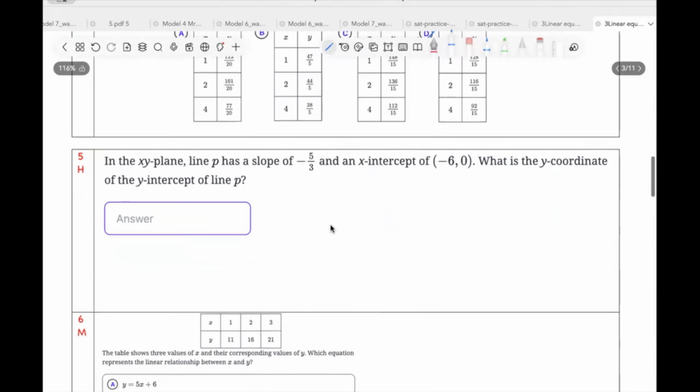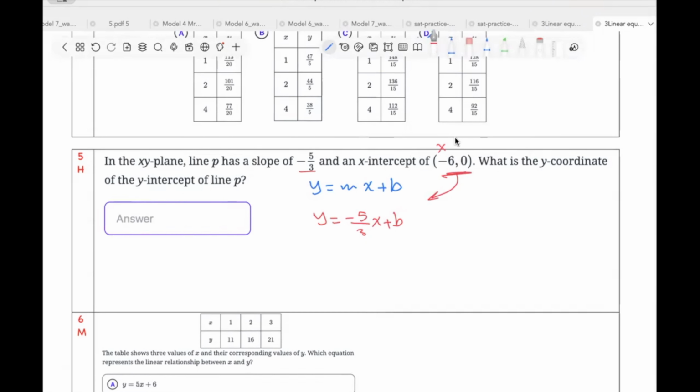For question 5, in the xy plane, line P has a slope of -5/3 and an x-intercept of (-6, 0). What is the y-coordinate of the y-intercept of the line? So in this question, you know that y equals mx plus b. And we know that the value of the slope equals -5/3, so y equals -5/3 x plus b. To find the value of b, we can substitute with this point.